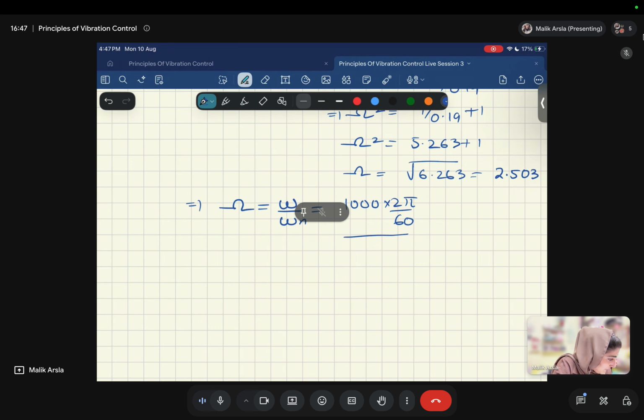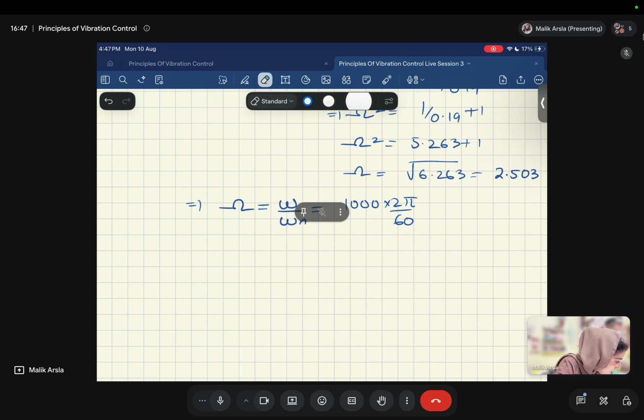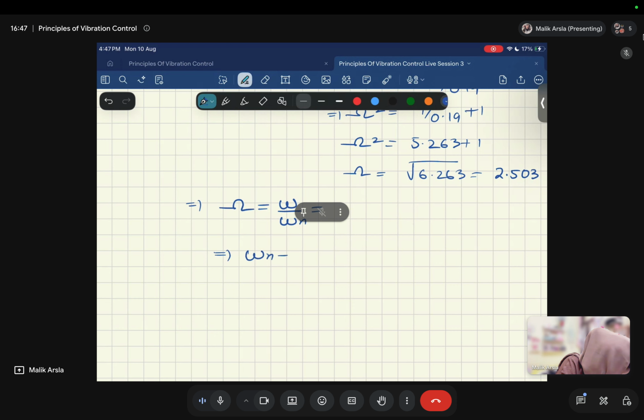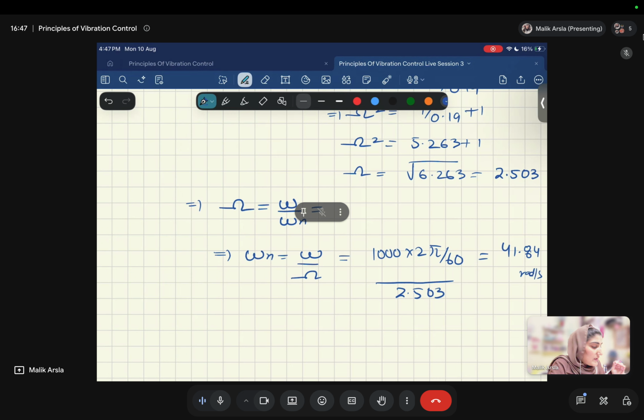Omega natural we have to find, so just let me put it this way. We can write here omega natural is equal to omega upon omega, so it will be 1000 into 2 pi upon 60, right? Whole divided by 2.503. Okay, so let me simplify this. Omega natural is coming out to be 41.84, and the units are as usual radian per second, because we are putting everything in SI units.